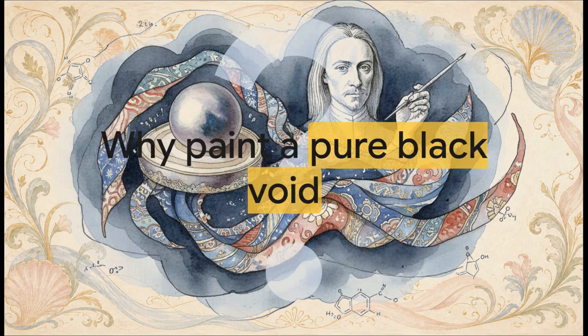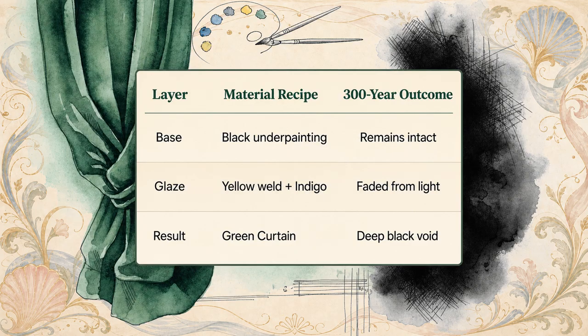So we've got an illusionistic pearl, and we've got a globally sourced headscarf. But what about that background? I really want you to ask yourself, why on earth would Vermeer paint a pure, abstract black void behind such an incredibly lifelike figure? Well, the answer is he didn't.